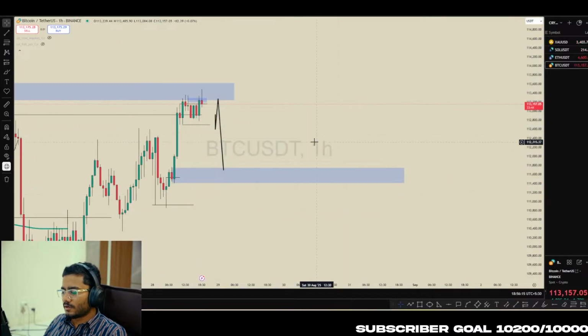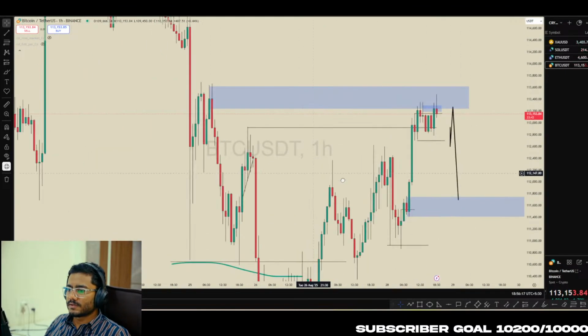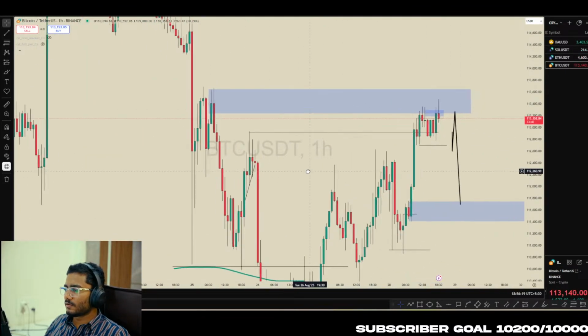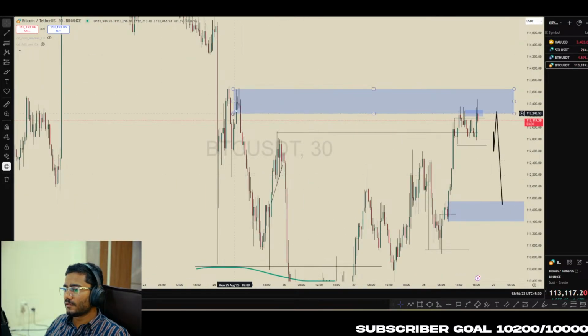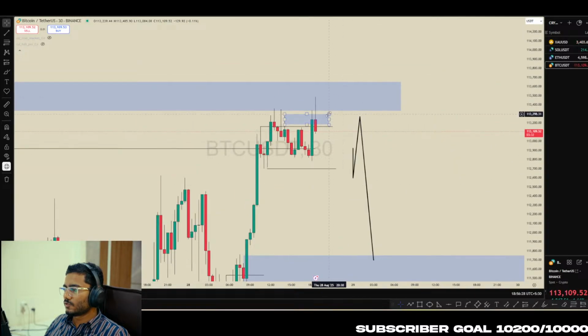But if you look at the structure right now, basically we have this trend line. This is an order block to the left side. If you look at 30 minutes, there is imbalance. This is the candle which took out the liquidity. So price has tapped, and so this structure is sweeping the liquidity.